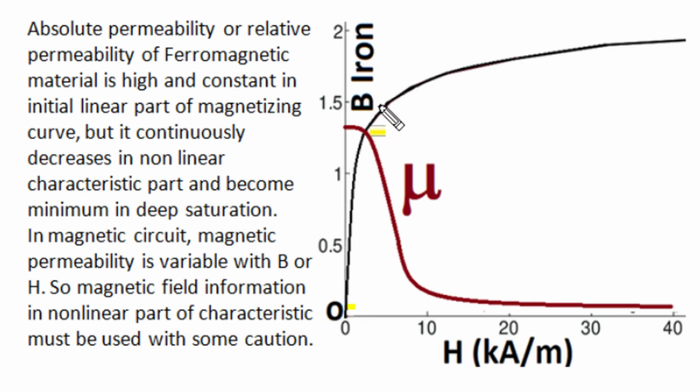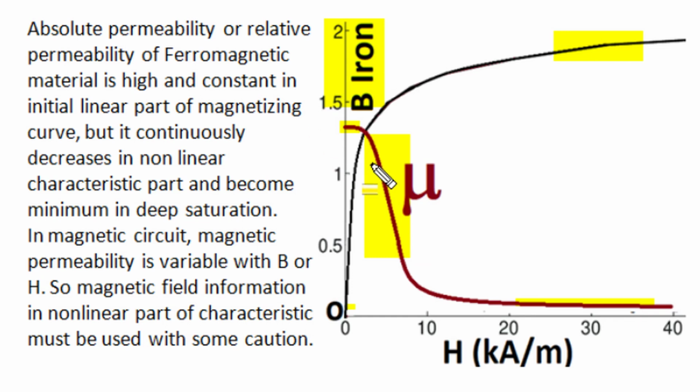Between the ankle and knee point, in the initial linear part of the magnetizing characteristic, the absolute or relative permeability of ferromagnetic material is high and constant, as an increase of applied magnetic field intensity results in a significant increase in magnetic flux density. But after the knee point, as the slope of the BH characteristic decreases, absolute and relative permeability continuously decrease in the non-linear part, and become minimum, equal to the permeability of air, and the dynamic relative permeability becomes just 1 in deep saturation condition.